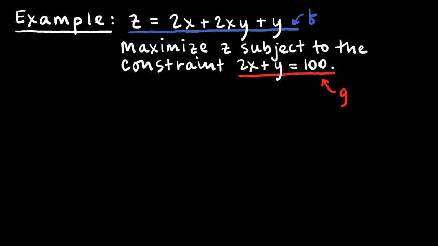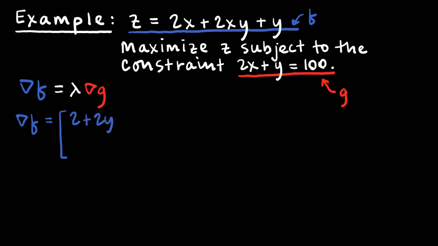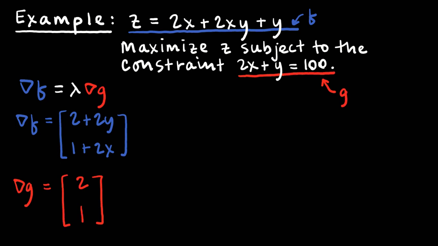Okay, so what we know is that gradient of f is equal to lambda times the gradient of g. And so we're going to need to take those gradients. Okay, I'm going to say that gradient f equals, the partial of f with respect to x would be 2 plus 2y. And the partial with respect to y would be 2x plus 1, but maybe I'll call that 1 plus 2x, so it looks the same. Okay, then I'm going to have gradient g equaling the partial derivative of g with respect to x is 2, and the partial derivative of g with respect to y is 1.